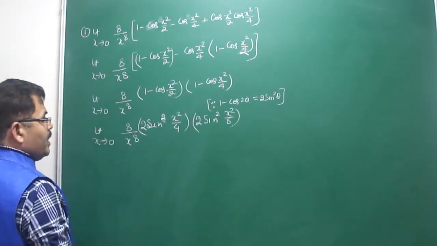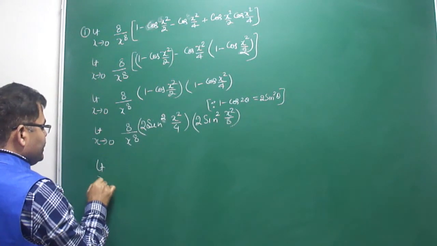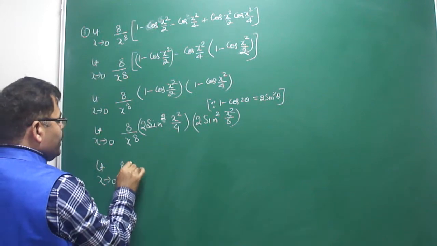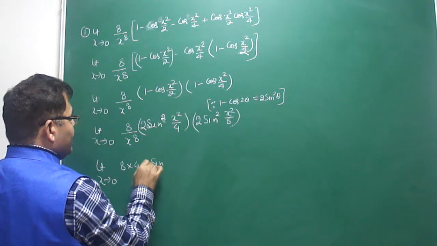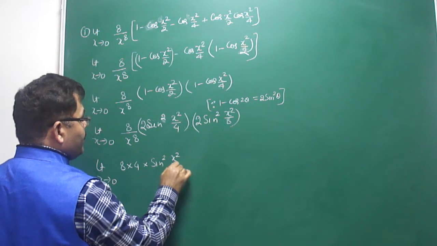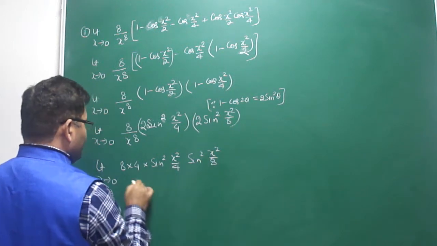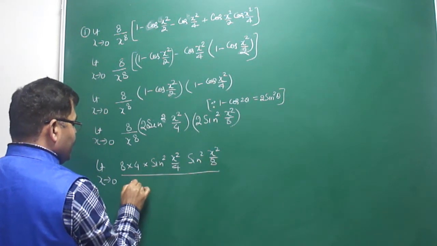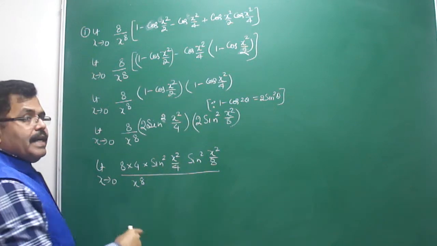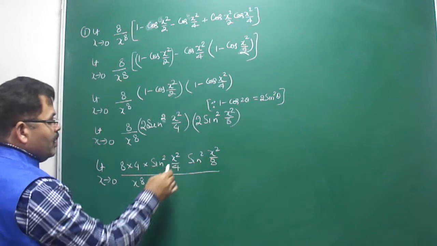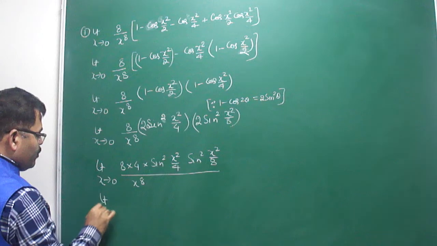Isn't it? Okay? So 2 into 2, 4, 4 into 8. Limit x tends to 0, this is 8 into 4 and now this is sine square x square by 4, sine square x square by 8, divided by whole x to the power 8. To arrange in the form of sine x by x so that it can be written as 1, I need to write x square by 4 in the denominator. So what to write here?